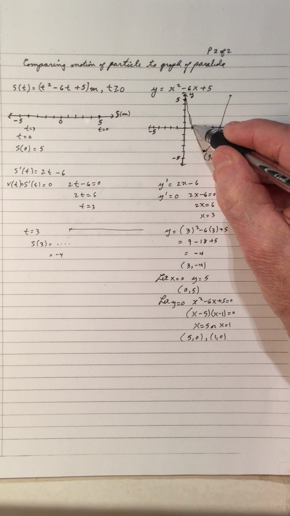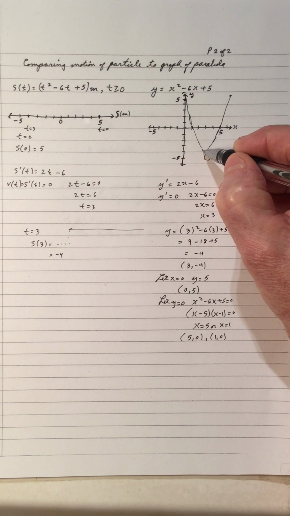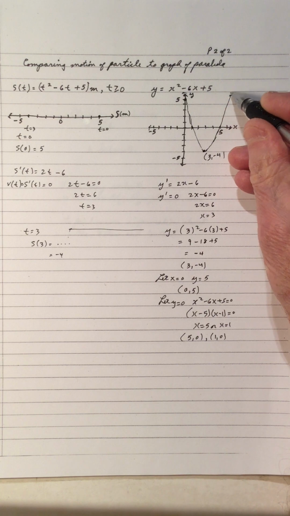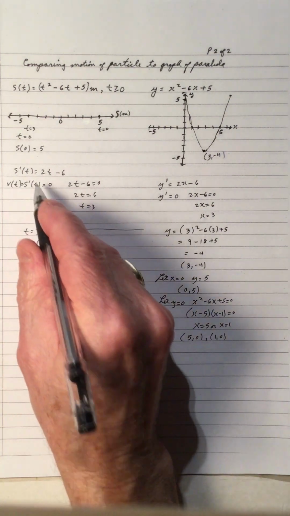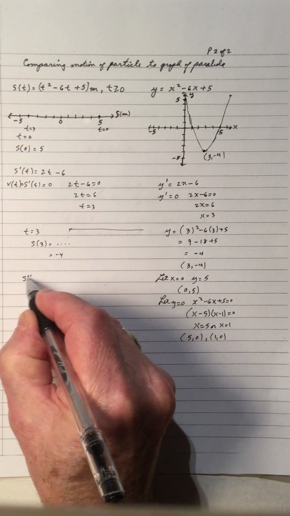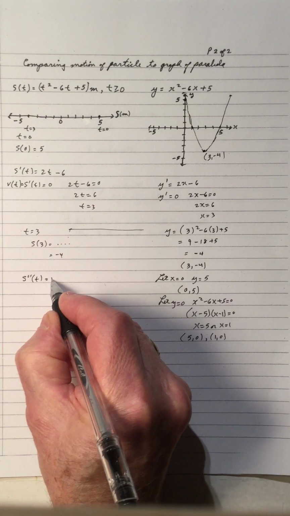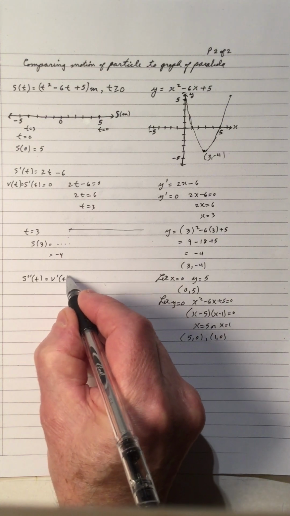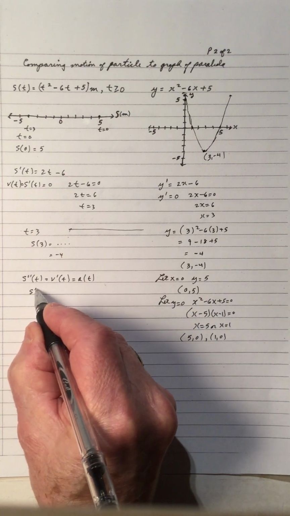So on the way down, the particle has to slow down to come to a stop, and then after this, it speeds up. In relation to this, if I did the derivative of, if I did t double prime, that would be the derivative of the velocity, which is the acceleration. So t double prime.